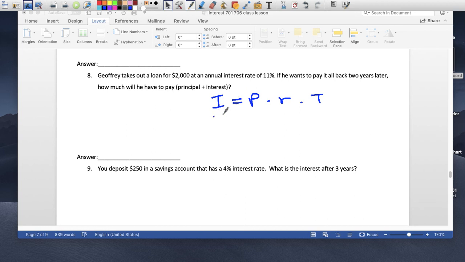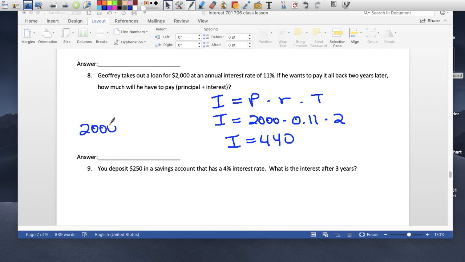Well, let's find out what the interest is. He takes out $2,000, which is the principal. The interest rate is 0.11, times the time, which is 2 years. So 2,000 times 0.11 times 2 equals $440 in interest he will have to pay. So after 2 years, he's going to have to pay the bank the $2,000 that he took out, plus the $440 that the bank is charging him.